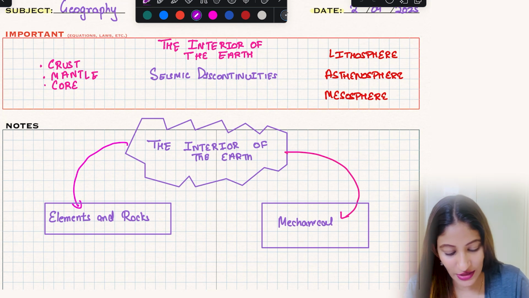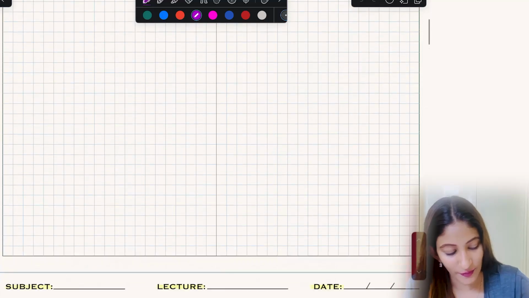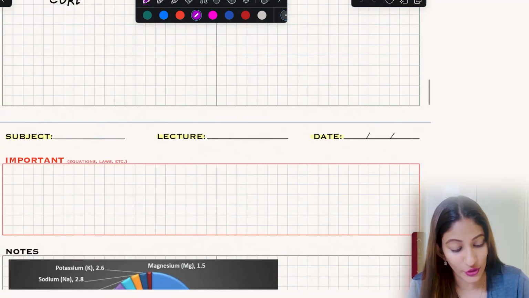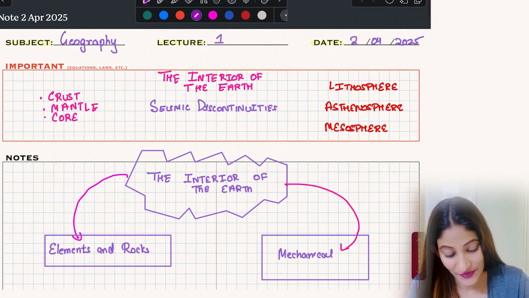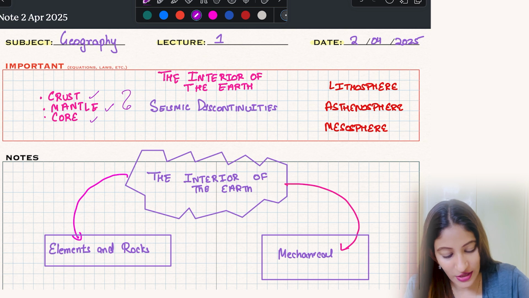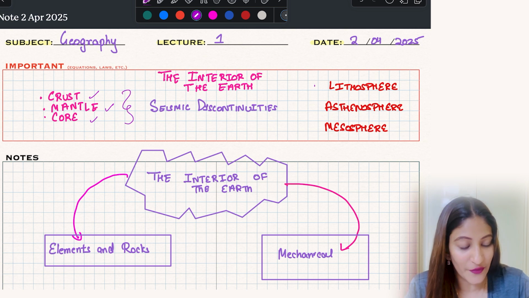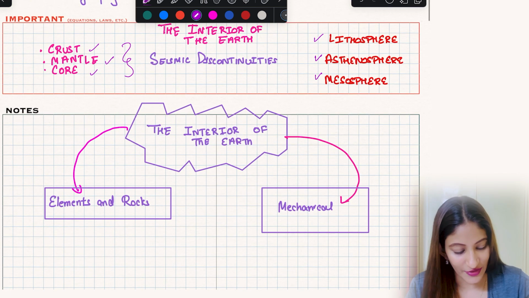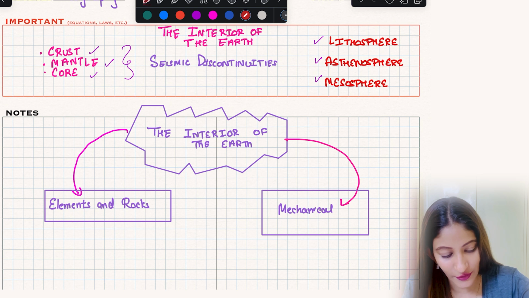The interior of the earth, as you can see, I have already written certain topics. However, this map is going to help you understand how we are going to go through the entire class. So, the crust, the mantle, the core. We have already heard about these three areas. However, very few students know that there are also the lithosphere, asthenosphere and the mesosphere. So we are going to talk about that as well. So let's start without any further delay.